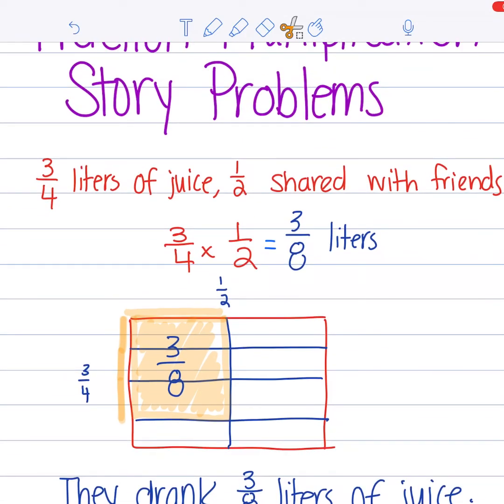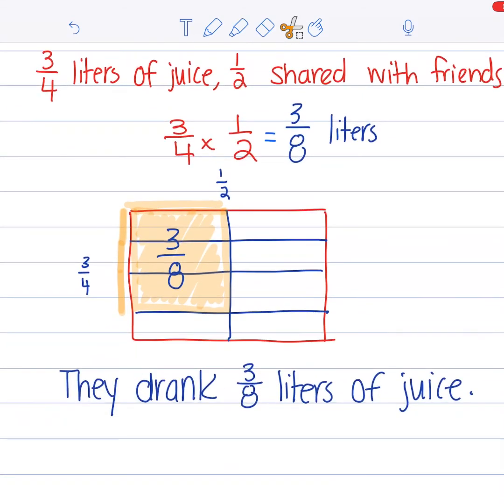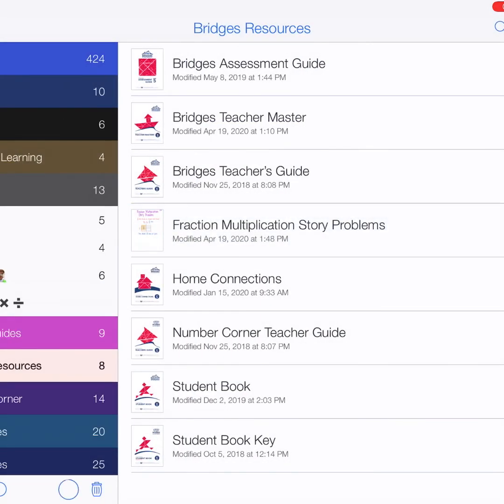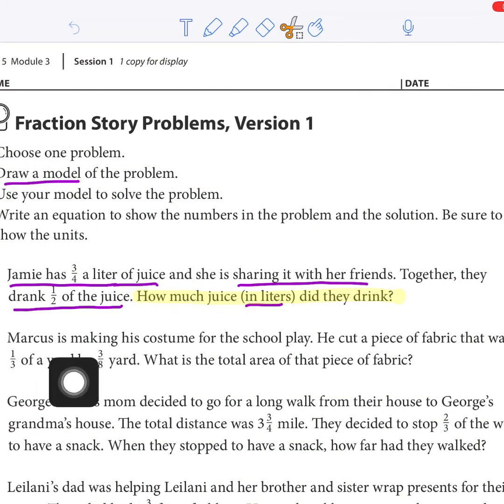So, just to recap, on fraction multiplication story problems, it's very important that when we're looking at our story problems, we're identifying the important numbers that are needed to solve the problem, and always remember what we're being asked to do. Sometimes these are multi-step. Now it's your turn to try.